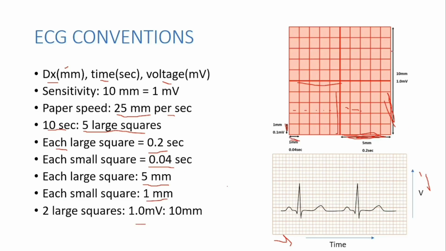Now voltage: 2 large squares are equal to 1 millivolt. So one large square will be equal to 0.5 millivolt. One large square is equal to 5 millimeter, so 2 will be equal to 10 millimeter, and these 10 millimeter, 2 large squares, are equal to 1 millivolt. And this is the sensitivity of the ECG. Sensitivity is 10 millimeter equal to 1 millivolt, and the paper speed is 25 millimeter per second. This should be present in each ECG, and you should check this before reading an ECG paper.